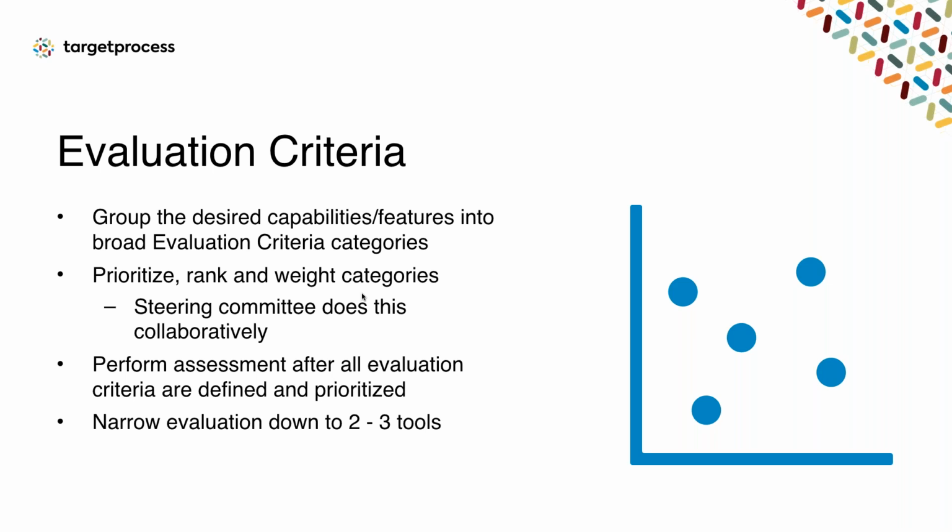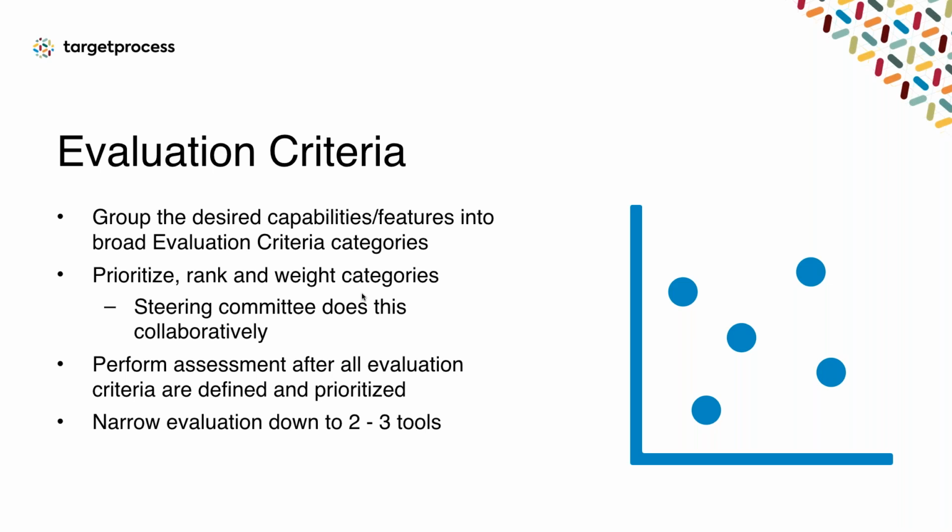It's going to turn into a nightmare of a spreadsheet with literally hundreds of rows and notes and specific capabilities of how different tools do it. That level of analysis is far too technical and detailed. What you're looking for is coming up with those 5 to 7 broad categories, rank and weight them, and I'll show you in a minute here how I suggest you do that.